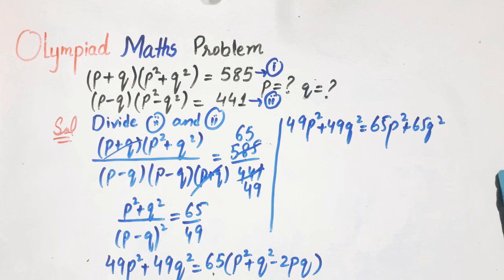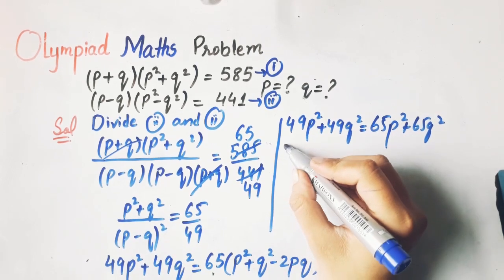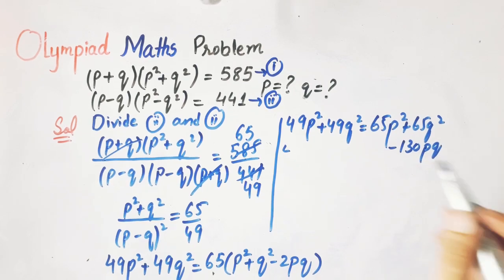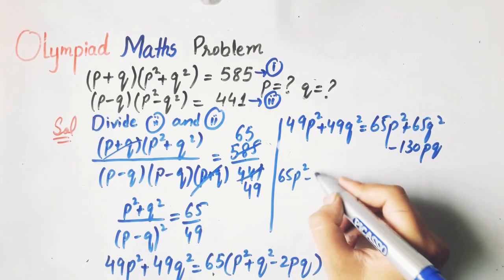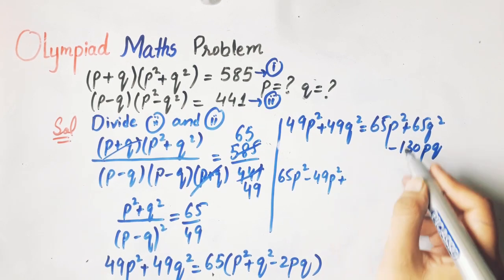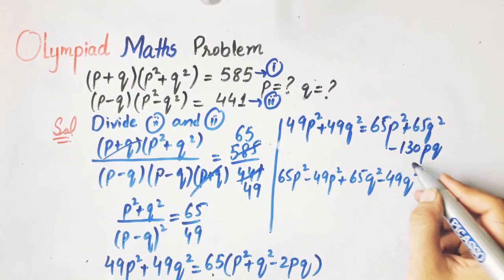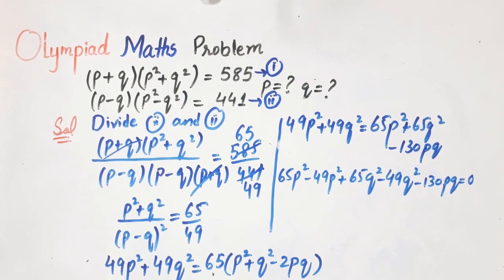Then 65 into 2, what will happen to this? We have 65 times 2, we get 130. So this will become minus 130pq. Our equation will become 65p² minus 49p² plus 65q² minus 49q², and this will become minus 130pq equals 0.